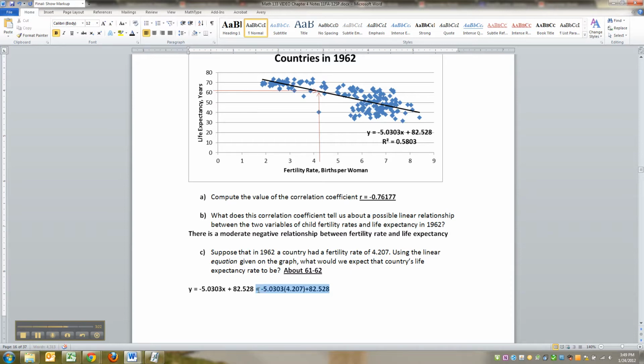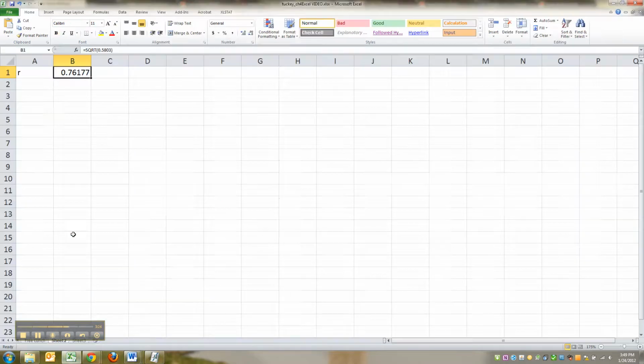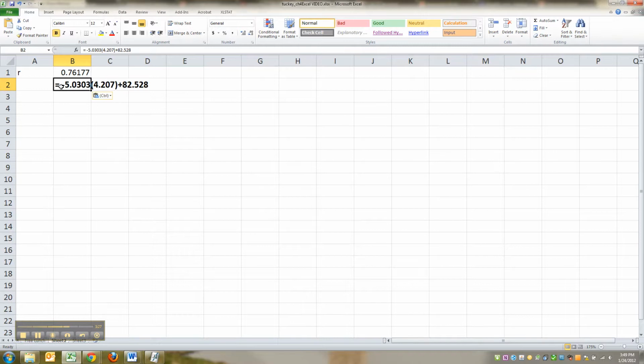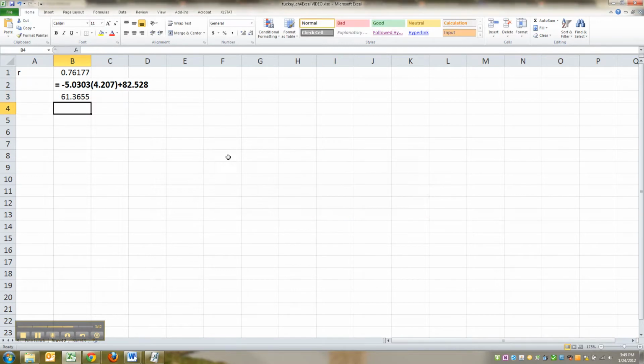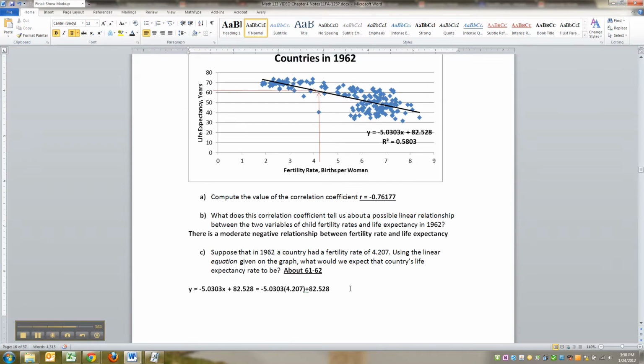All right, I have other things to do with my time than to do this, so I'm going to go to Excel and make Excel do it. Equals negative 5.0303 times 4.207 plus 82.528. Oops, I forgot the times symbol. There you go. Now, this one it thinks is text, so I'm ignoring that one and I'm going right to here. All right, so it's 61.3655.